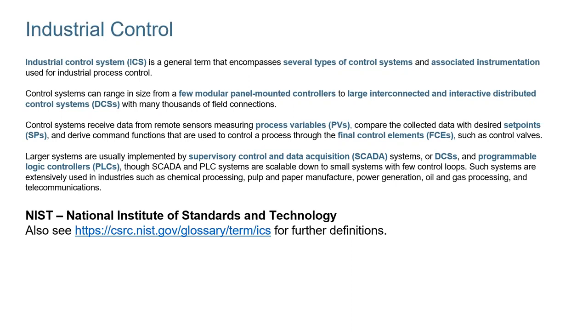And control systems will receive data from remote sensors measuring the process variable, or PV, compare that collected data with the desired set points, and derive command functions that are used to control a process to the final control element. You will typically maybe also use control variable, CV, versus final control element. So what that's all talking about is, if we're talking about industrial or process control, a lot of times we're talking about closed loop control. We're talking about a PID, a proportional integral derivative control.